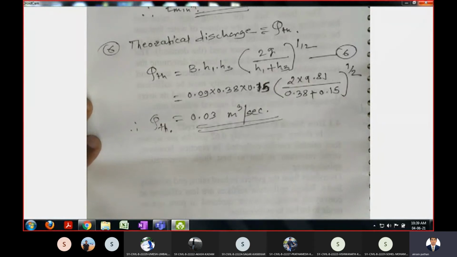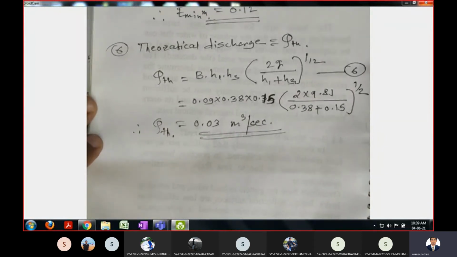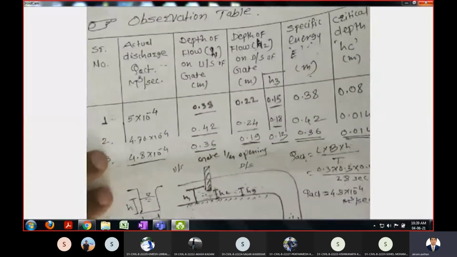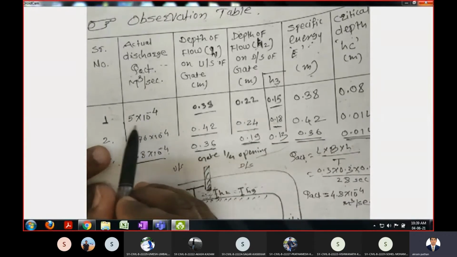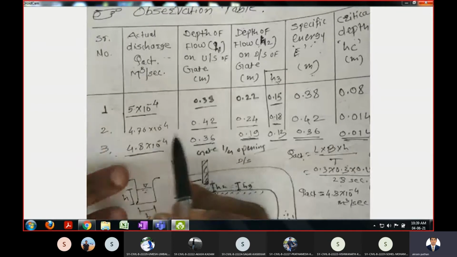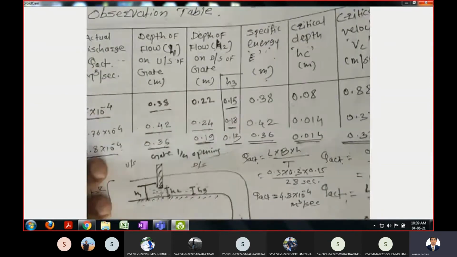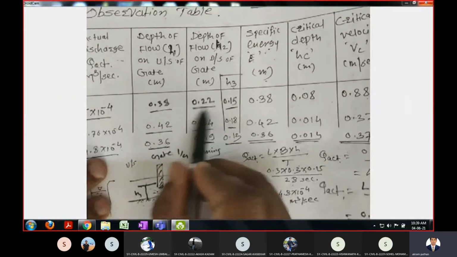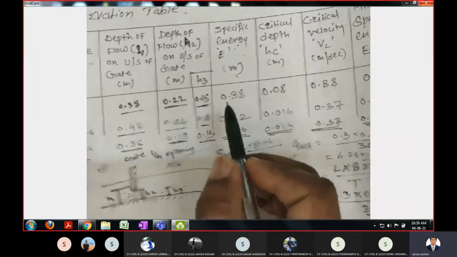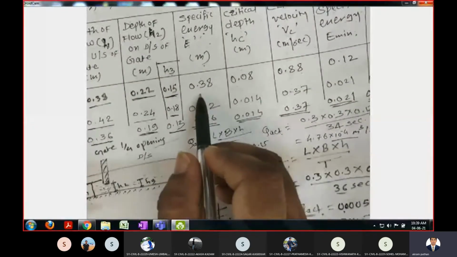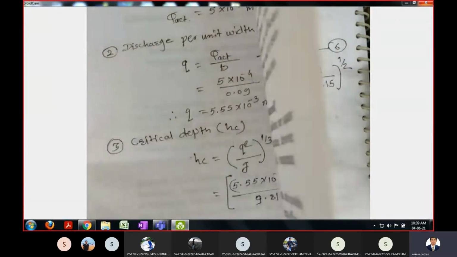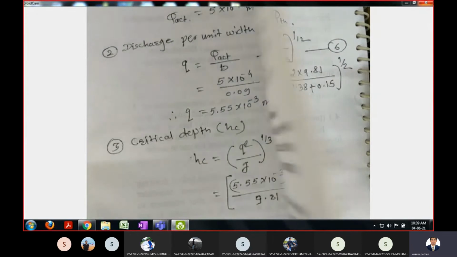Once we have all these hydraulic parameters, we have to substitute them in the observation table. So look at the observation table. Actual discharge is 5 into 10 raised to power minus 4. The first reading we have taken is 0.38, the second is 0.22, then the third is 0.15. Then we have calculated the specific energy. Have you calculated the specific energy? No, you have not calculated.